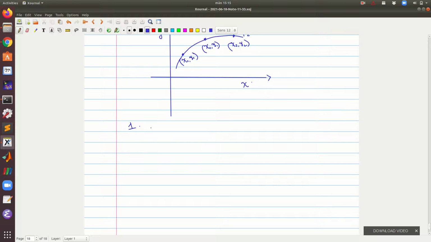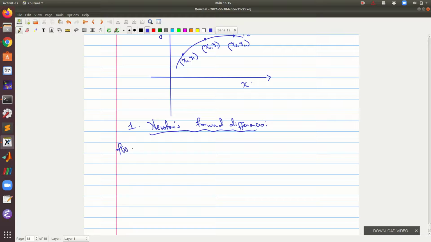And this is using Newton's forward differences. So using Newton's forward differences, we are going to use, maybe I can write down the general formula.